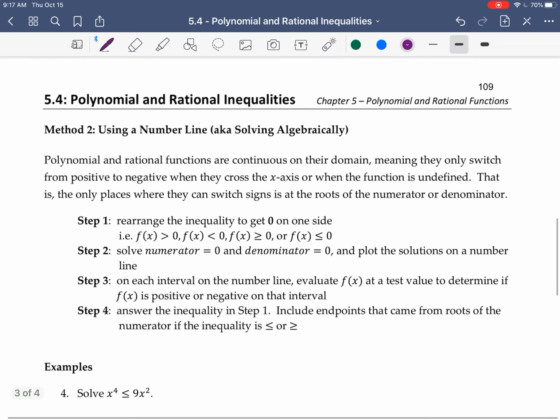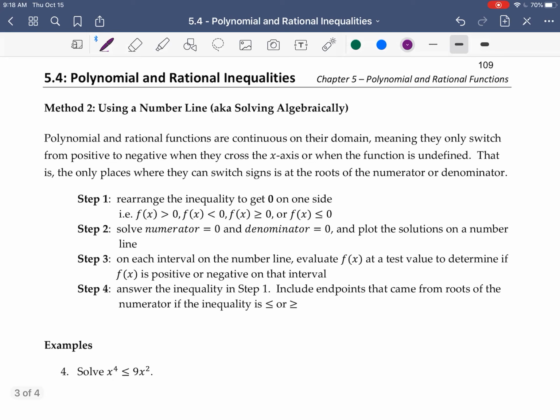Another method that we can do, so we didn't really need the graph there. In fact, I had already started writing above and below on my table. So we can actually solve it using that. We call this solving algebraically. Because polynomial and rational functions are continuous on their domain, it means what I've been saying all along: they only switch from positive to negative or vice versa when they cross the x-axis or when the function's undefined, so a vertical asymptote.